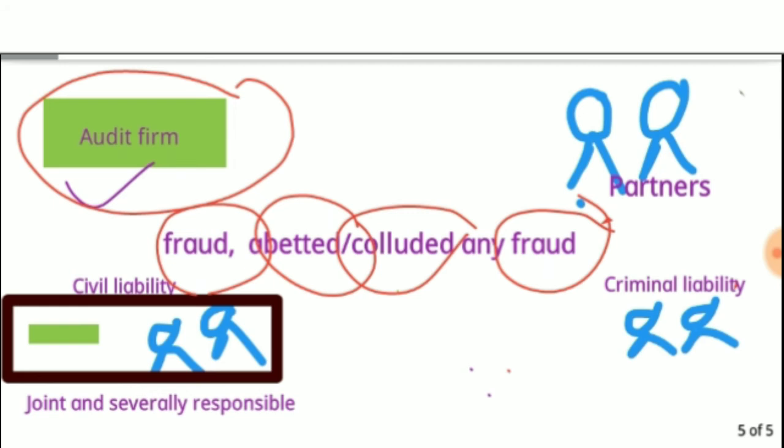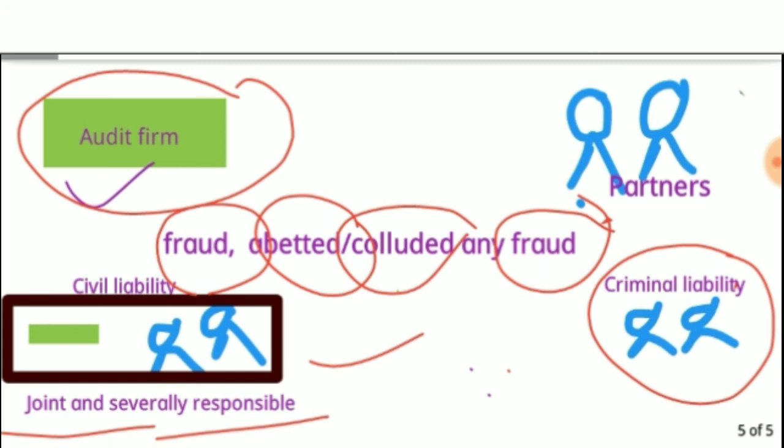Such a fraud can be done by the partners of the audit firm, or they may be involved in committing that fraud which has been done by the company or directors, officers, etc. Then what happens? Absolutely sure that the punishment will be applicable. So they have civil liability as well as criminal liability. Civil liability is joint and several, that is, for payment of fine. Both the audit firm as well as the partners who are in default shall be jointly and severally responsible.